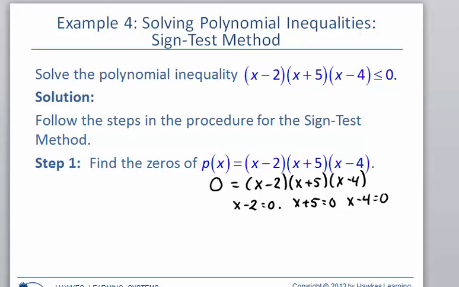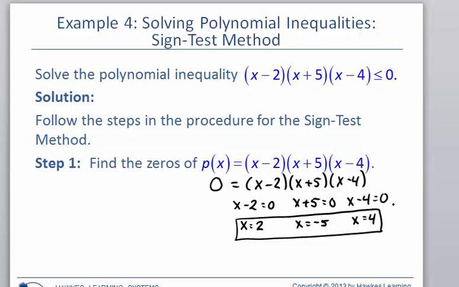Solving these gives me an x value of 2, an x value of negative 5, and an x value of 4. So these are the zeros. Keep in mind they're also the x-intercepts if they're written as a point with an x and a y coordinate, but the zeros are typically just written with the x values. So that takes care of step 1 in our process.